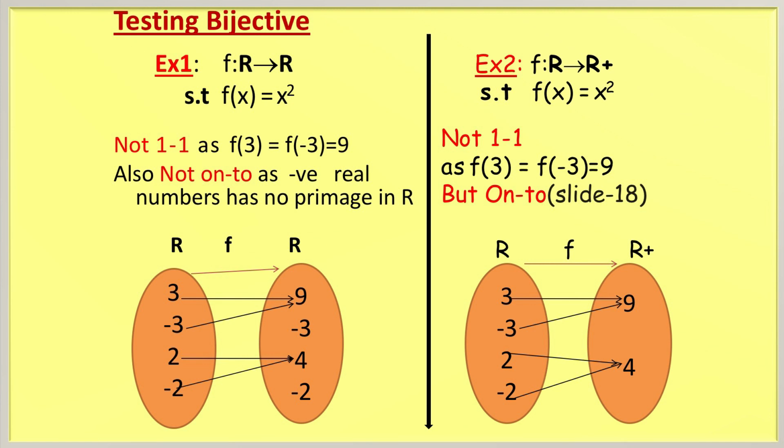Now, this is not 1-1 because again 3 and minus 3 go to 9, but since there are no negative real numbers in R plus, the function is onto. We will discuss later how it is onto.